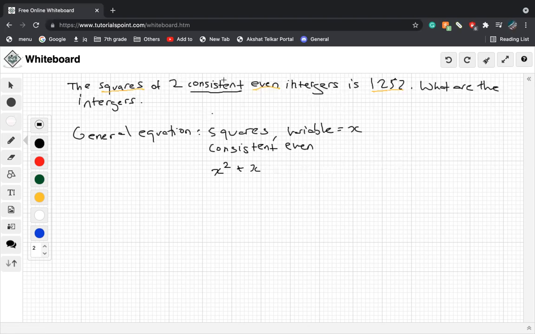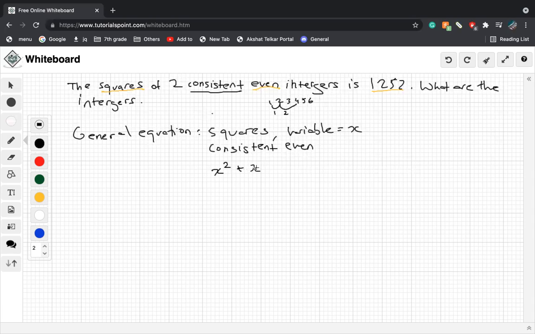Now you see 2 consecutive even numbers, right? Let's look at a row of numbers like 1, 2, 3, 4, 5, 6. A consecutive one would have a difference of 1, but for consecutive evens, the 2 that are even are here, 2 and 4. What is the difference? It's 2, right?